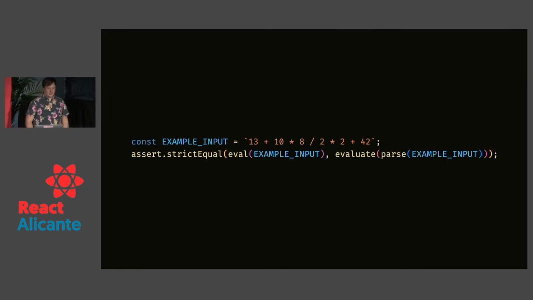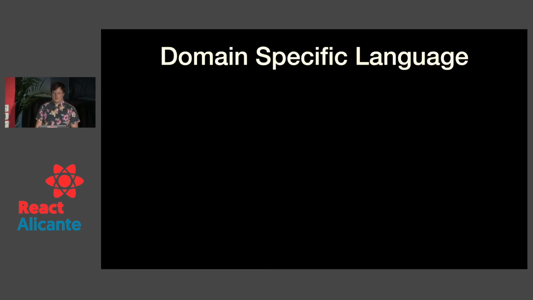Just to check that our example works, because the language we've implemented happens to be a subset of JavaScript, I can do this very easily by taking an example input and checking that we get the same result whether we evaluate it using JavaScript or we parse it and evaluate it using our domain-specific language's parser. So, pros and cons of taking this domain-specific language approach.